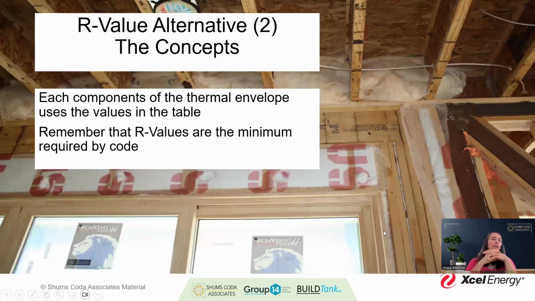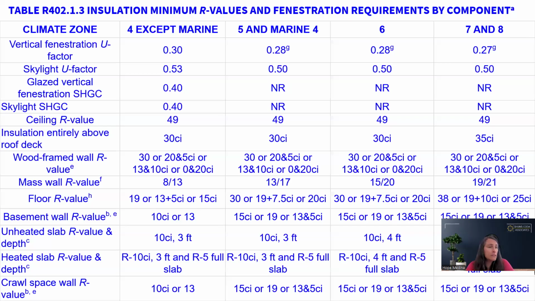All right, let's talk about the R value concept. Basically, the table that we're going to be looking at has the components, the minimum R values, and ultimately, we cannot do anything less than what we find within this table. So here is the table, and just like the previous table, you'll notice that there were some changes with it. I suppose I'll use my pointer here.